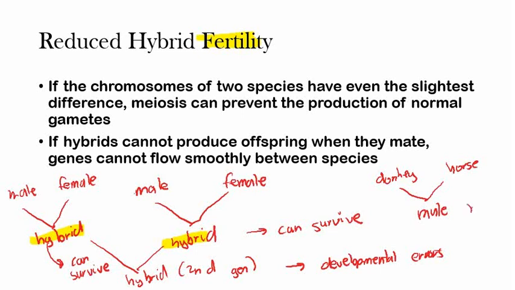But whenever a mule tries to mate with another mule, this is going to cause an error. It's just not going to work. When a mule tries to mate with another mule, it's just the fertility. An organism will not be created. Okay, so because of that, this is a reduced hybrid fertility. The mules are fine, but the second generation hybrid is not able to survive.